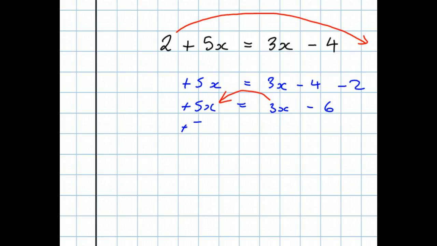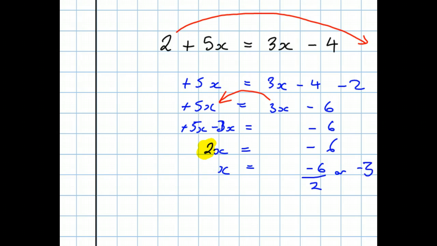So we have plus 5x take away 3x. Yep, always take away unless there's a minus in front of the term. Equals minus 6. Plus 5x take away 3x is 2x. So 2x equals minus 6. And as we did before, take the coefficient and put it underneath. So we get x equals minus 6 all over 2. Or, and you can leave it like that if you're not sure about this next stage, 2 goes into 6 3 times, and there was a minus sign in front.